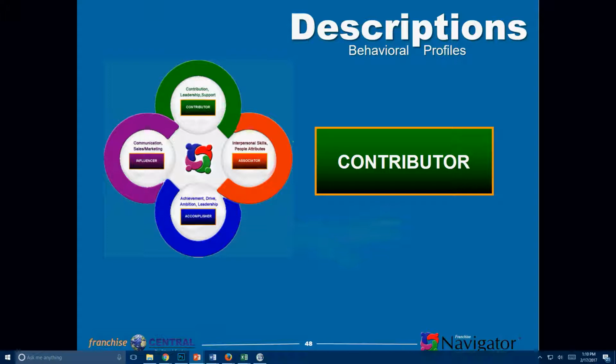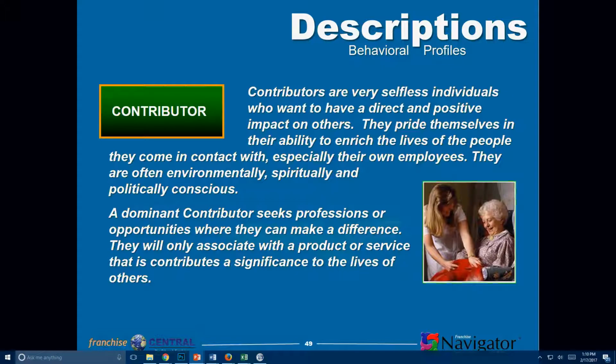Their value system is, what can I do to enrich the lives of the people I come in contact with? That's their success metric. They're very selfless, where the influencer is very selfish. By the way, you'll very rarely find a profile where the combination has the influencer and the contributor at the same levels. That's not going to happen. These are the people that want to have a direct and positive impact on others. They pride themselves in that ability, especially with their employees.